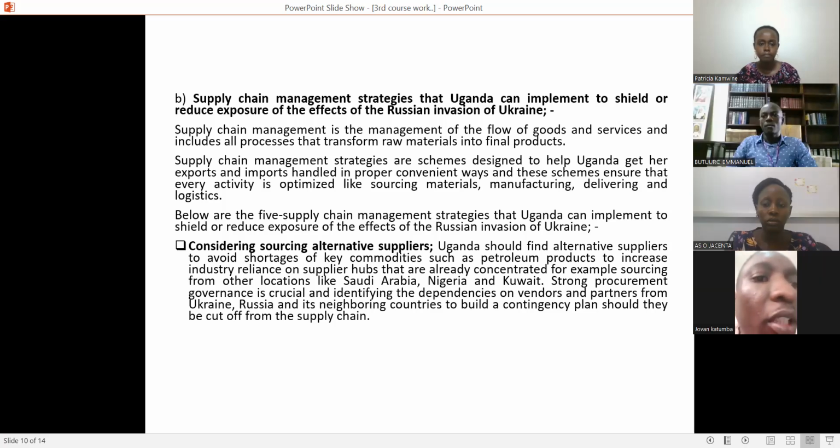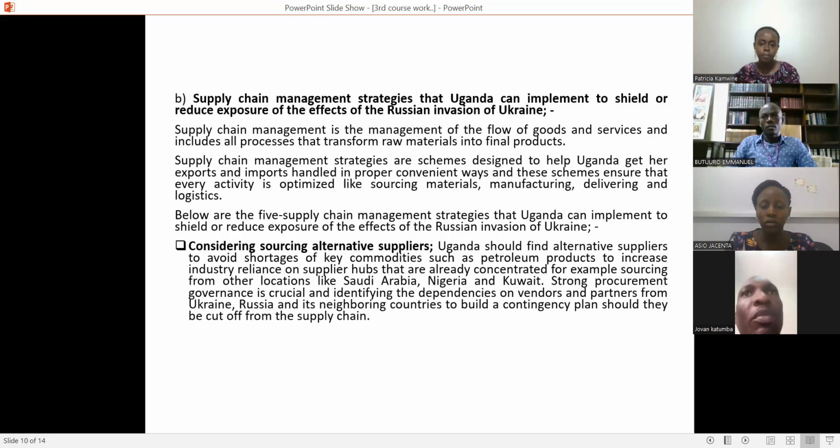In our briefing paper, we came up with the strategies that Uganda can use to overcome the ripple effects of the Russian invasion of Ukraine. One of the strategies is Uganda considering alternative suppliers for the key commodities she imports from the fighting countries. For instance, petroleum products that are imported from Ukraine and Russia, Uganda can opt for other alternatives like Nigeria, Saudi Arabia, and Kuwait to ensure continuity and steady supply flow.